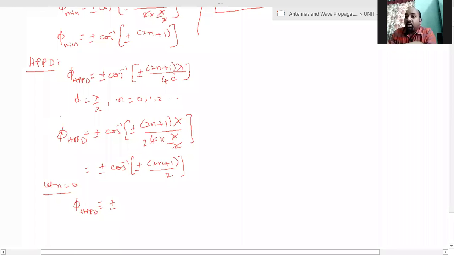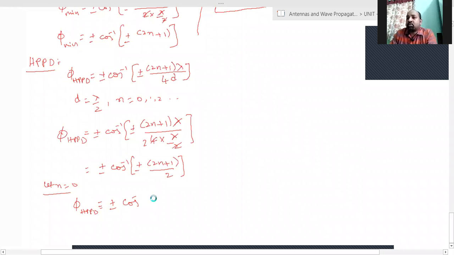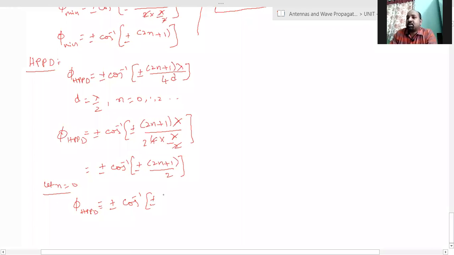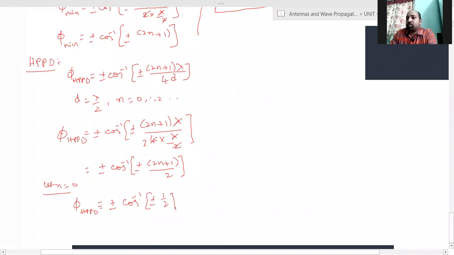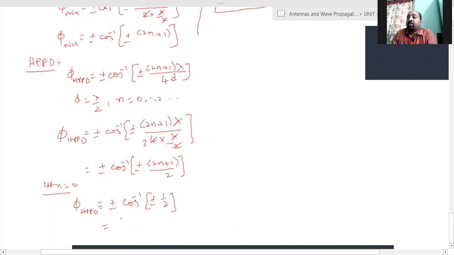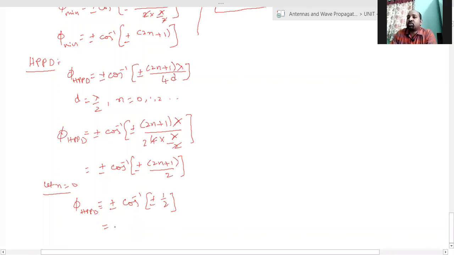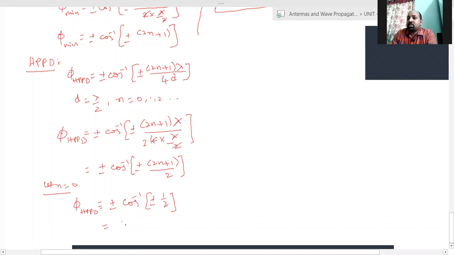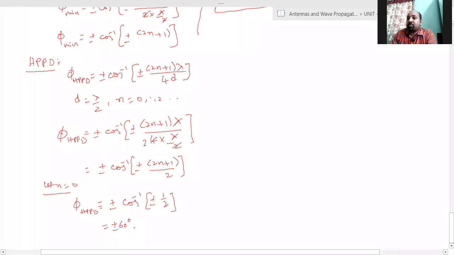Right. So here, half power point directions. Let small n is equal to 0. So cos inverse plus or minus 1 by 2, this you will get. Therefore this is cos inverse 1 by 2, which is 60 degrees, plus or minus 60. And cos inverse minus 1 by 2 is 120 degrees.